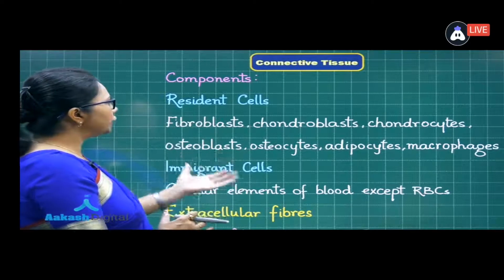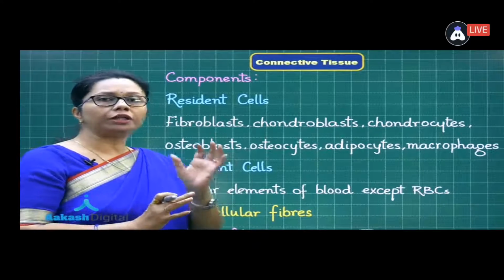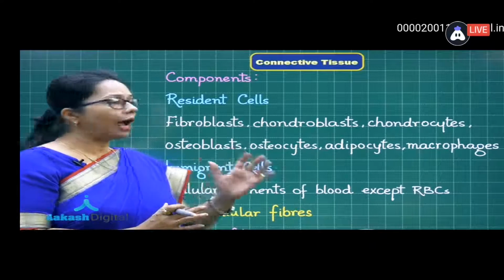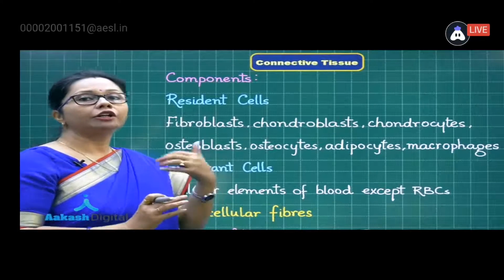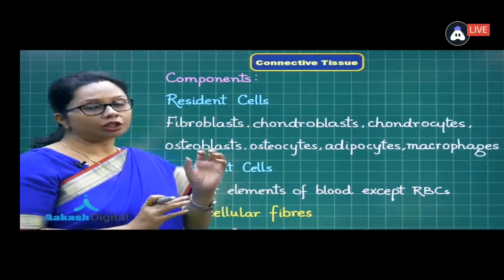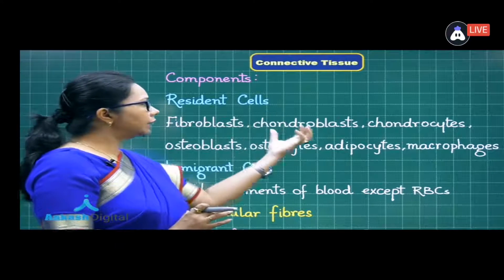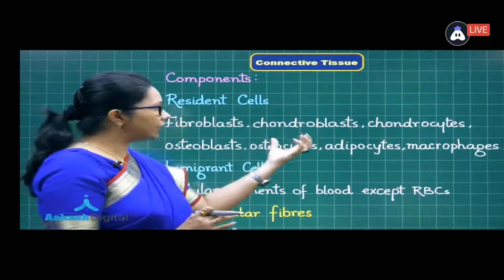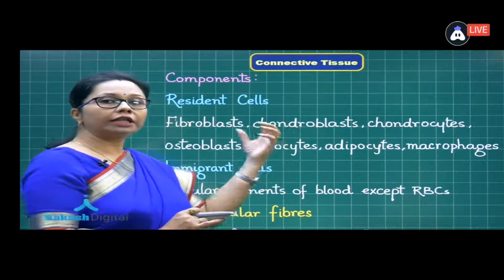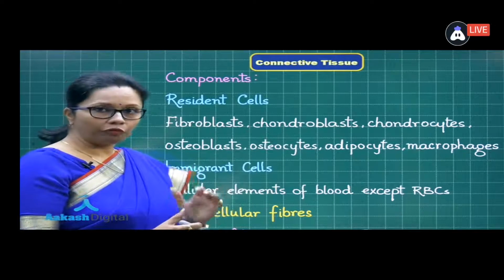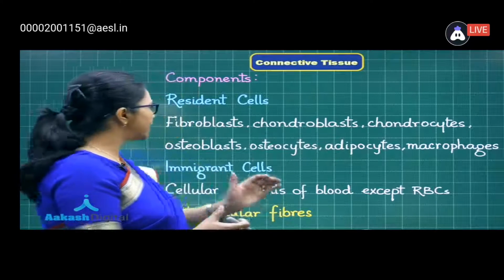The resident cells here are fibroblasts, which is one of the most characteristic cells of the connective tissue, and as the name suggests, these cells secrete different types of fibers which are constituents of the extracellular matrix. Chondroblasts are the cartilaginous cells, found in the cartilage tissue where they secrete the matrix found in the cartilage. Chondrocytes are mature cartilage cells.